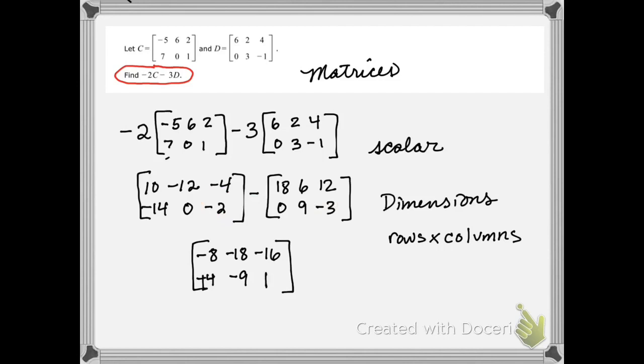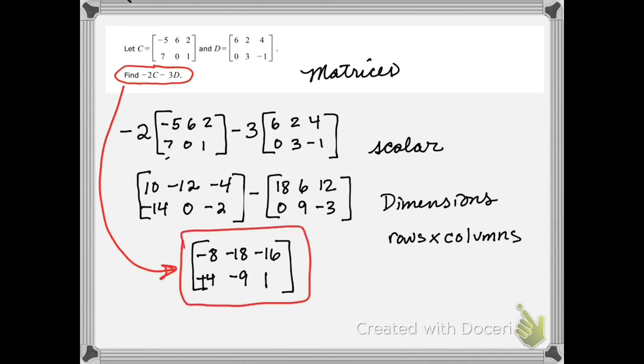And that's it. Then that's the answer to negative 2c minus 3d. That is equal to this. And that is matrix addition or multiplication or subtraction.